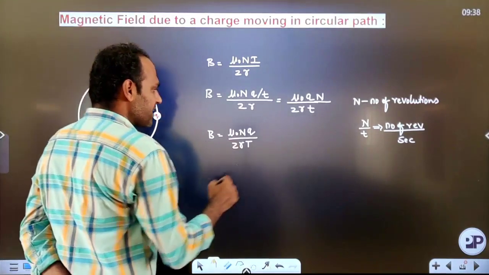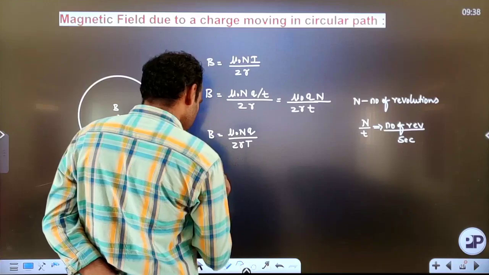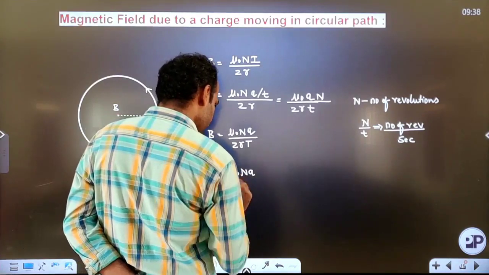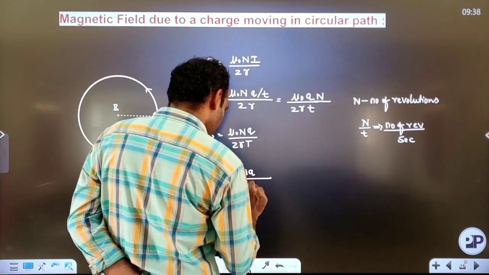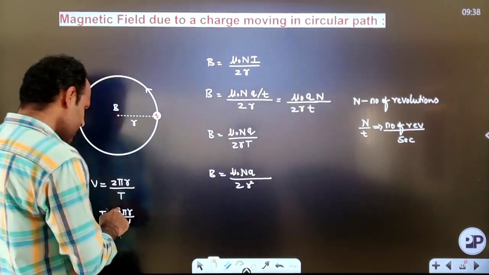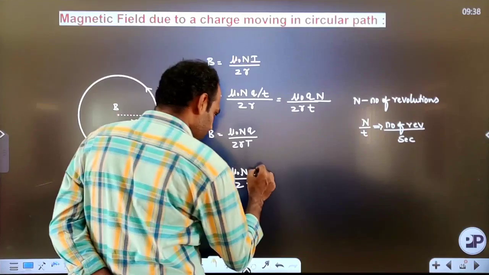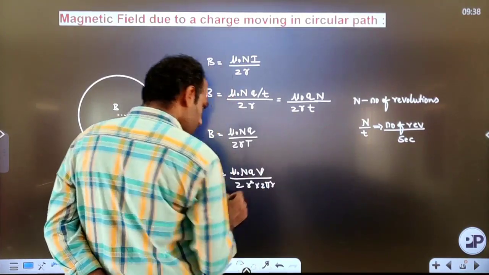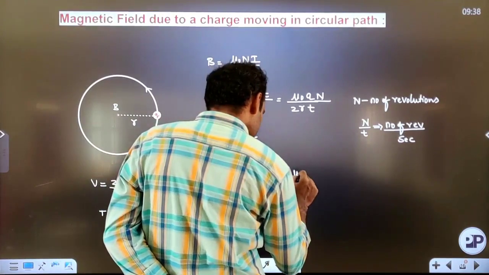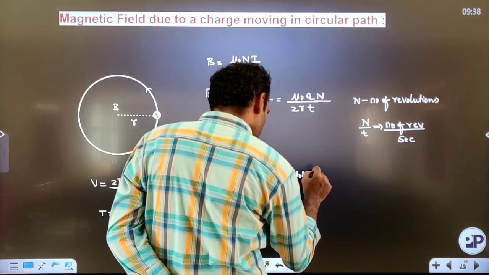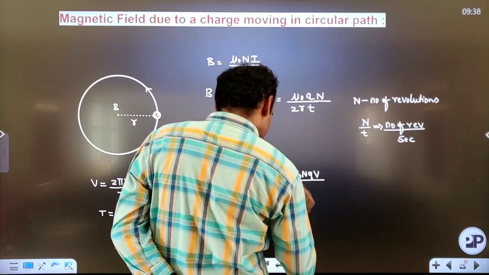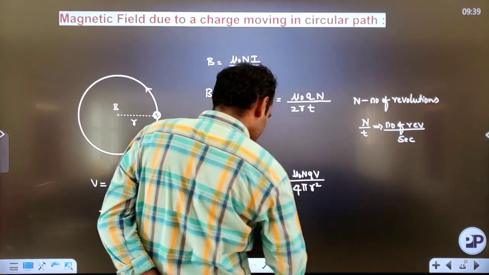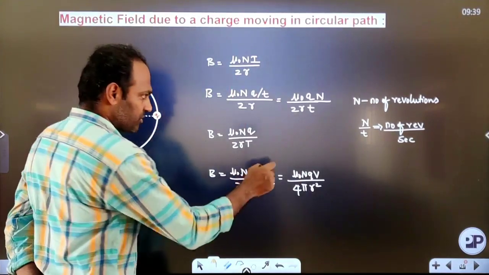You substitute that t here, what will you get? Now substitute t in the formula. It will be mu naught nq divided by 2r, times v upstairs divided by 2πr. So when we simplify, we will get mu naught nqv divided by 4πr square. Correct? So this much will be the formula.